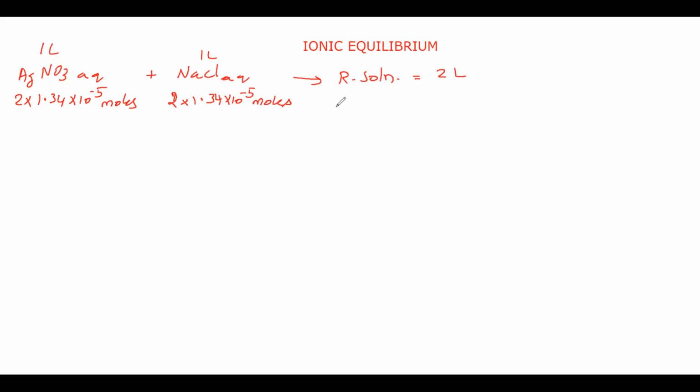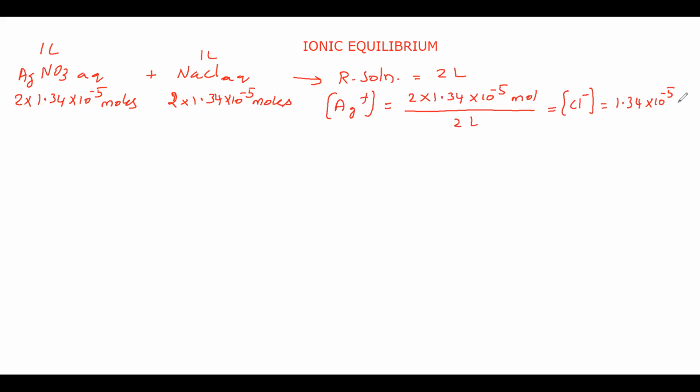We will get Ag plus ions in the resultant solution. That concentration we will see. For Ag plus ions, the number of moles is 1.34 into 10 to the power of minus 5 moles in a 2 liter resultant solution. This is equal to the concentration of Cl minus, which is 1.34 into 10 to the power of minus 5 molar. So we got the concentration of Ag plus and the concentration of Cl minus.